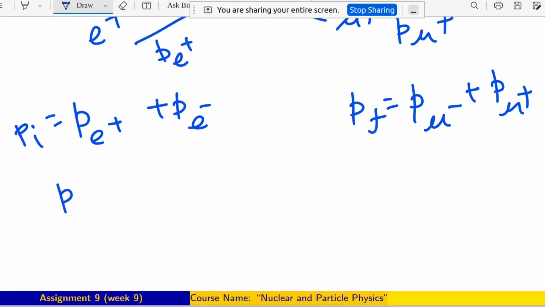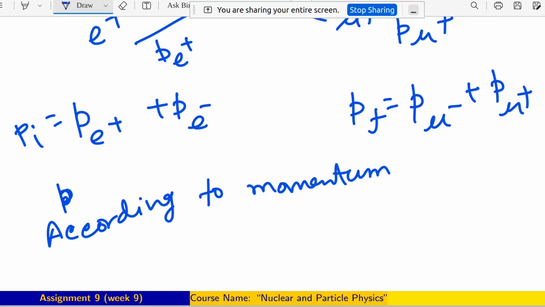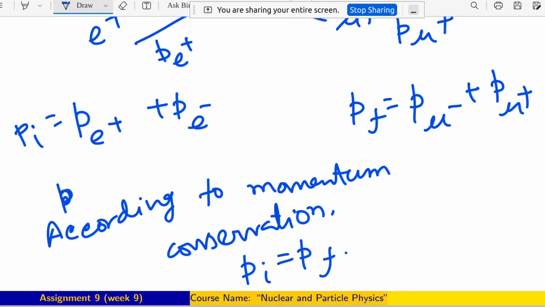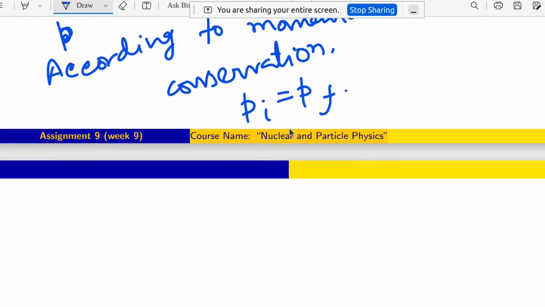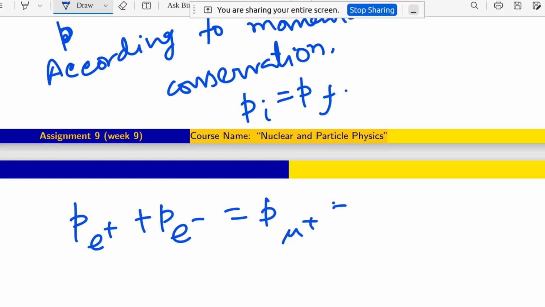So according to momentum conservation, Pi should be equal to Pf, right? So that means Pe+ plus Pe- should be equal to Pμ+ plus Pμ-.